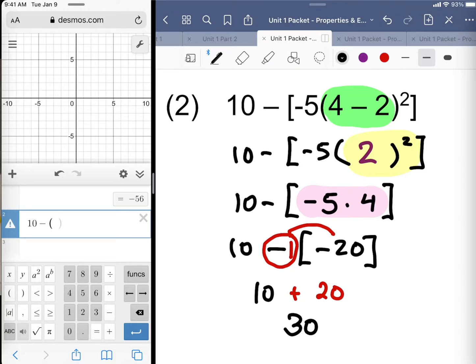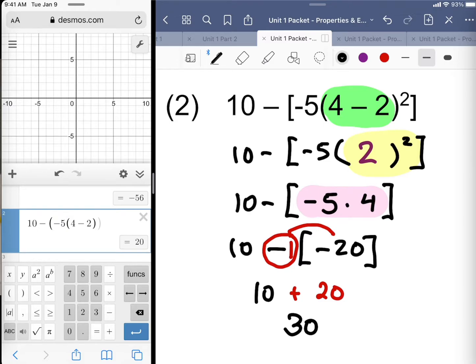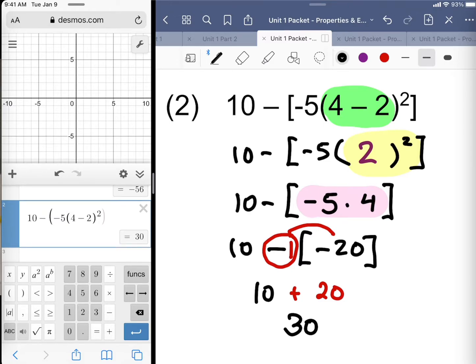Just use regular parentheses. 10 minus negative 5 in parentheses. Then another set of parentheses, 4 minus 2. Close them up, square it, then close it up again, and you get your 30.